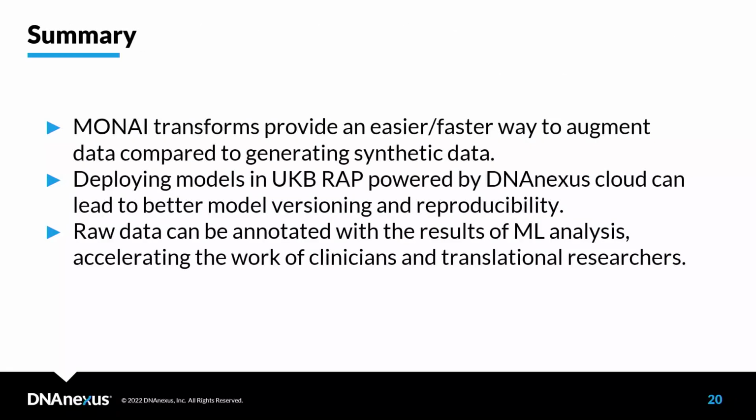Just to summarize, we saw that MONAI transforms provide an easier, faster way to augment data compared to generating synthetic data. We were talking about reproducibility and working on the cloud and how to deploy models, here specifically in UKB RAP, which is a platform powered by DNAnexus, and a way to work with UKB data. This can lead to better model versioning and reproducibility. As a next step, raw data can be annotated with the results of machine learning analysis, accelerating the work of clinicians and translational informatics researchers.